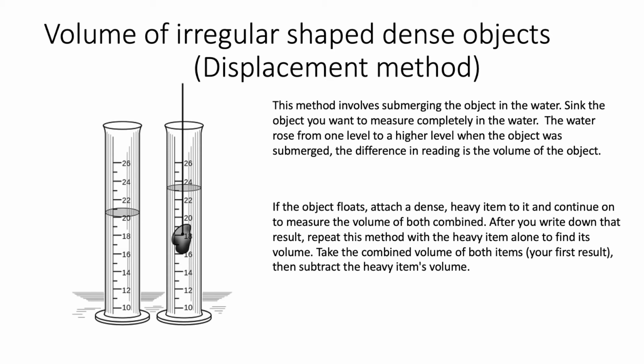If the object floats, attach a dense heavy item to it and continue on to measure the volume of both combined. After you write down that result, repeat this method with a heavy item alone to find its volume. Take the combined volume of both items, then subtract the heavy item's volume.